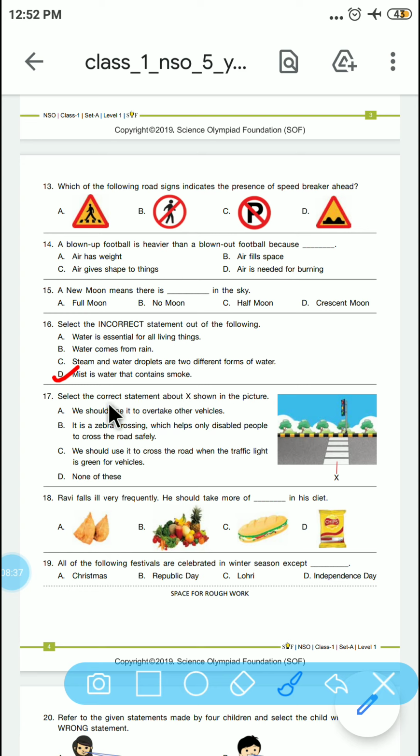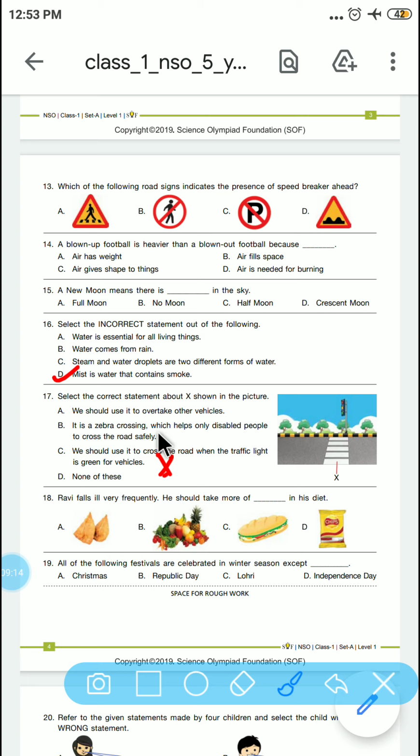smoke. Select the correct statement about X shown in the picture. So it is a zebra crossing, guys. So we should use it to overtake other vehicles here. No, it is not the correct way. The correct way is, it is a zebra crossing which helps the disabled to cross the road safely. And we should use it to cross the road when the traffic light is green. No, it is also not correct.